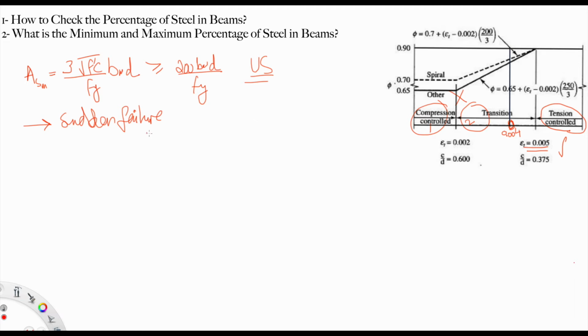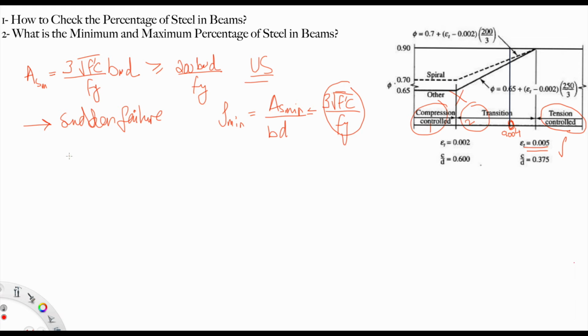From this, we know that rho minimum is As minimum over b d. If you substitute this here, then rho minimum will be only 3 radical f'c over fy. That means it's material property dependent, it doesn't depend on the section. It's just depending on f'c and fy. So we get that, it's important.